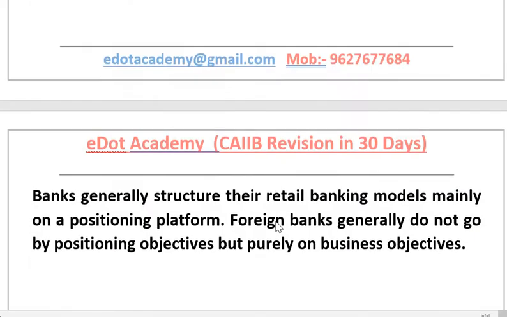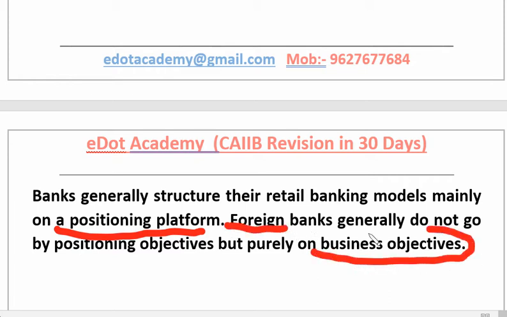So banks in India generally structure their retail banking model mainly on the positioning platform. It's very, very important, which you can keep in mind. That means our PSUs, public sector banks, PSB, they mainly focus on the positioning platform, whereas the foreign banks focus on the business objective. Their business objective is to earn profit. So this is the main difference you can keep in mind.